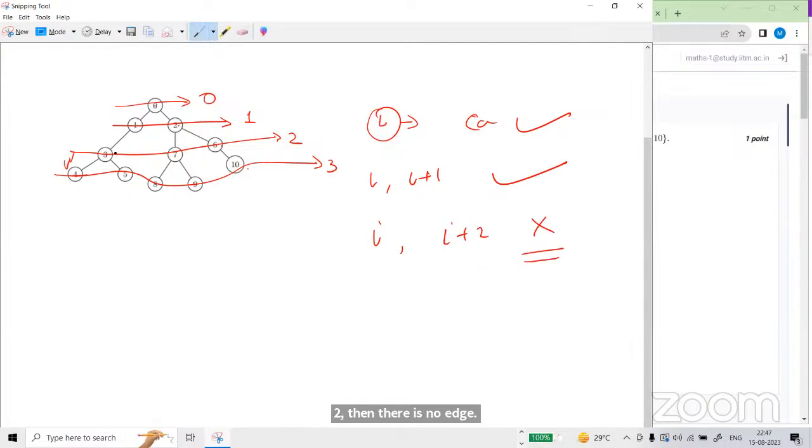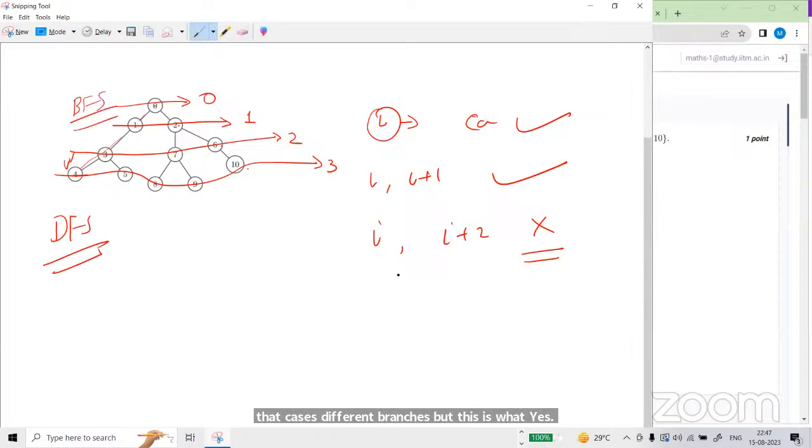And for the branch case, if they are lying in the same branch, then there is a possibility that there is an edge. But between 3, 4 and 5, or 5, 8, or 9, 10, or 9, 6, or 7, 6, there is no edge in those cases. Different branches, but this is for DFS and this is for BFS. Okay, is it clear now?